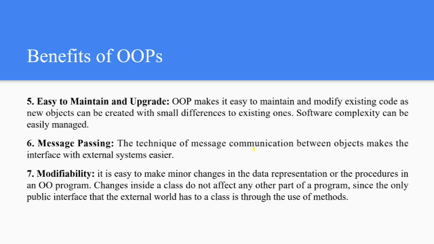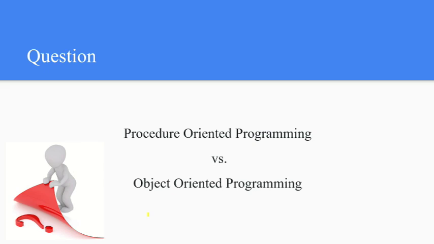Message passing. This technique of message communication between objects makes interface with external systems easier. I guess more difficulty. It's easy to make minor changes in data representation or procedures in an object program. Changes inside a class do not affect any other part of the program. The only public interface that the external world has to a class is through the use of methods.